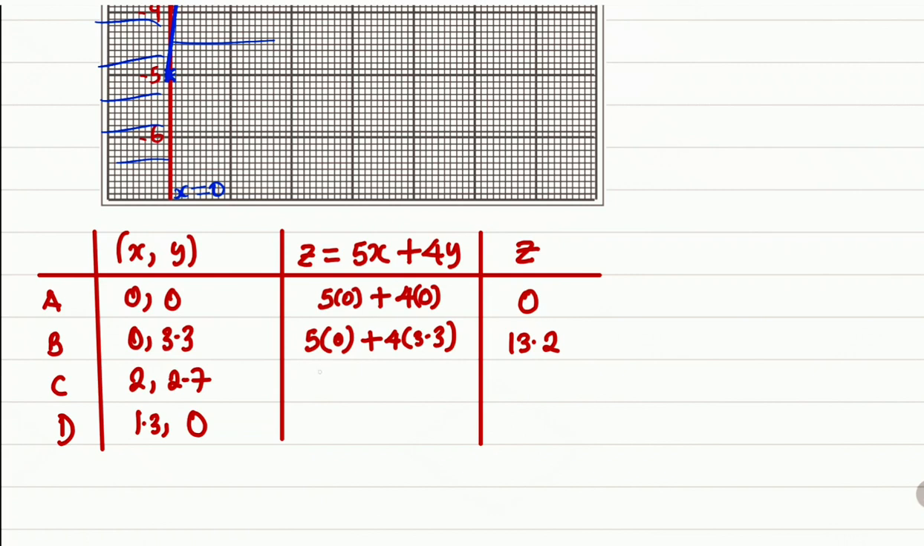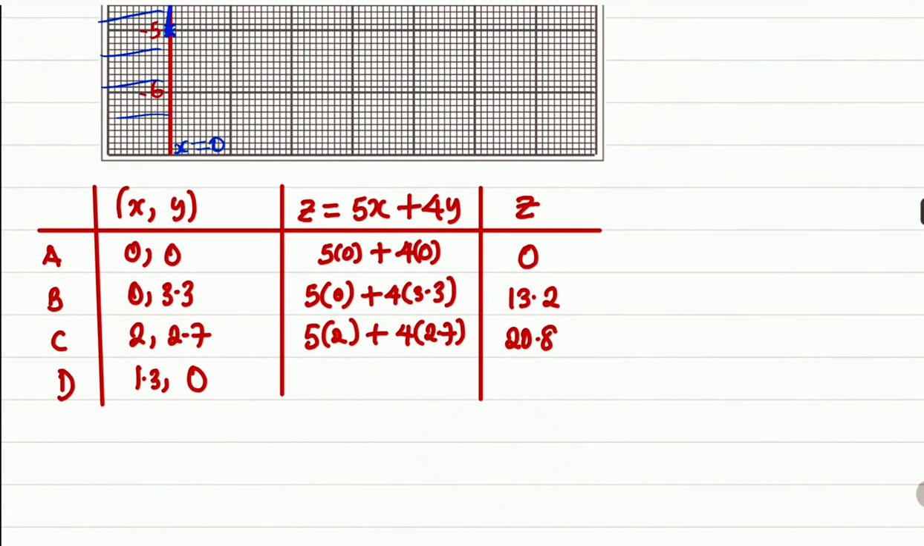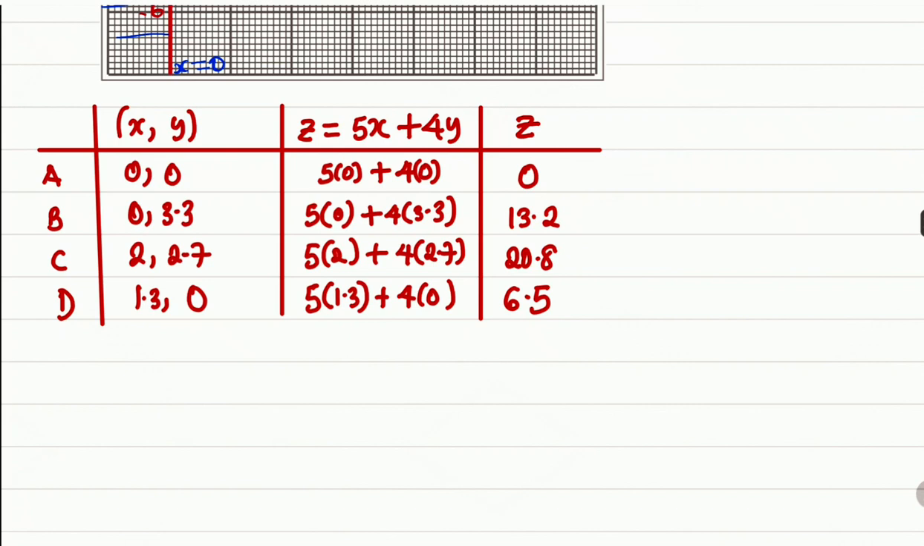The next, we are going to have 5 into 2, then plus 4 into 2.7, which will give us 20.8. Then the next we have 5 into 1.3, then plus 4 into 0, which will give us 6.5. In conclusion now, the answer is Z is equal to 20.8. That is the maximum value. That is the idea of maximizing.